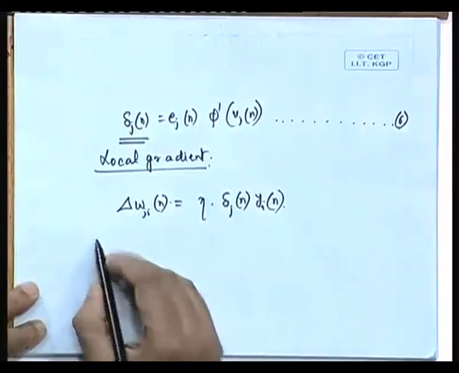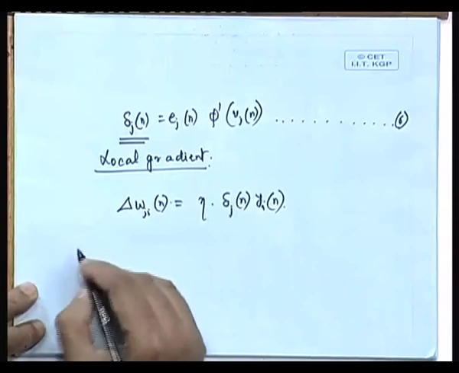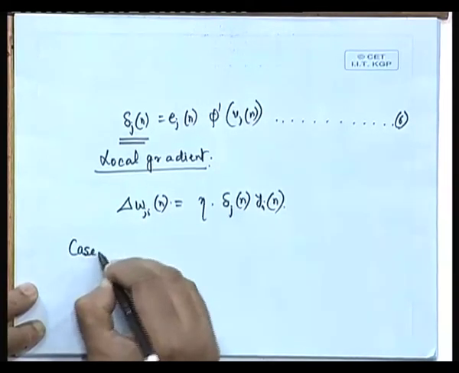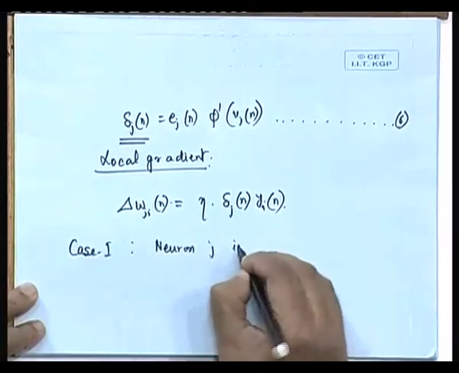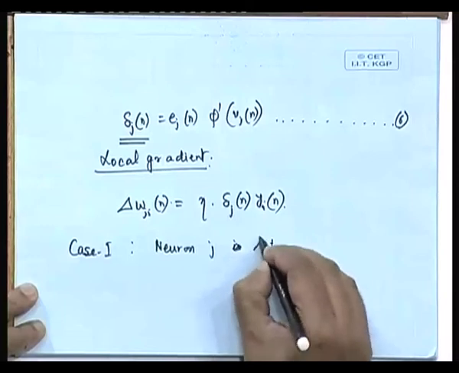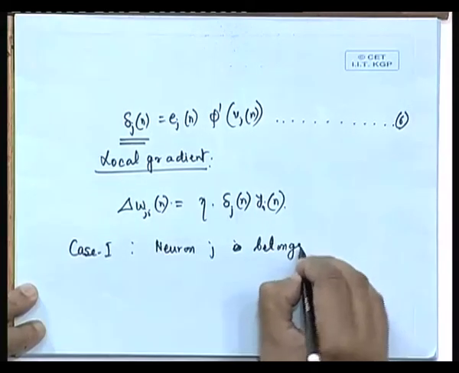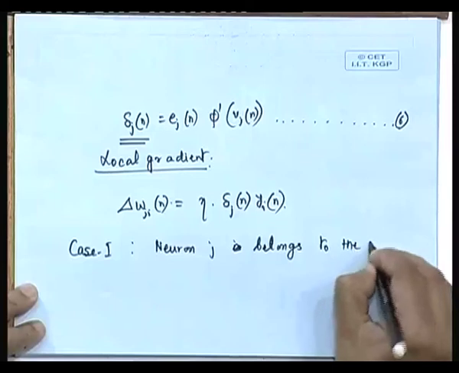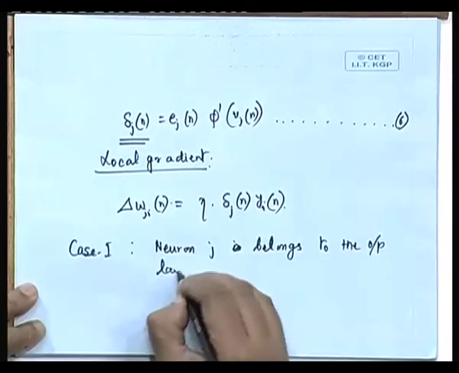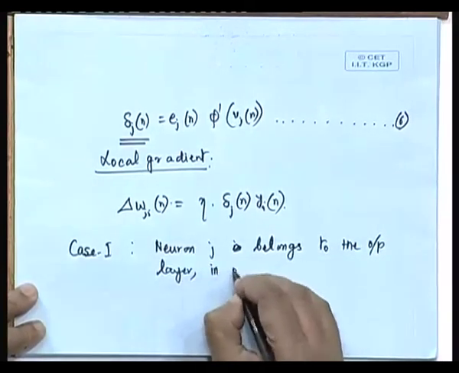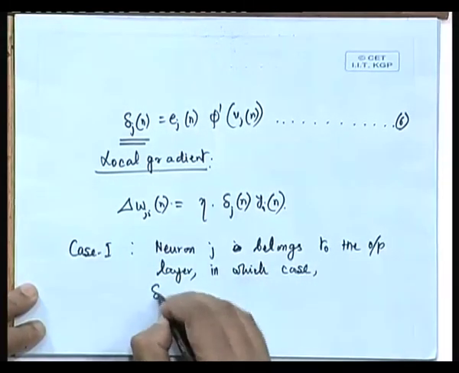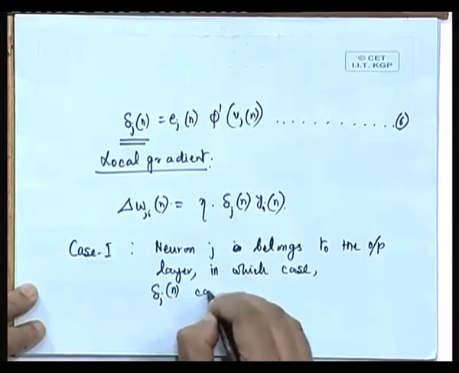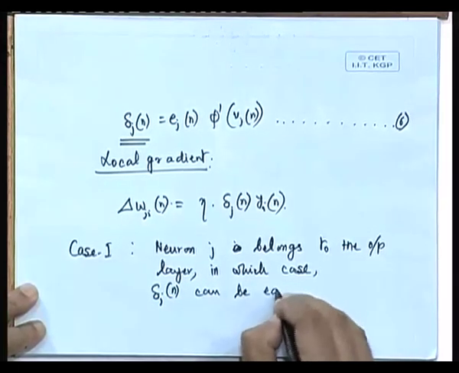Now, depending upon the location of this neuron j, two cases can arise, okay, that is neuron j is the output neuron, belongs to the output layer, in which case delta j(n) can be easily calculated from equation 6.